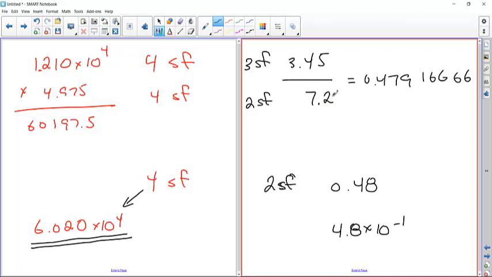Now if I had an additional 0 here, that would make it 3 significant figures, and then the answer would be 0.479.